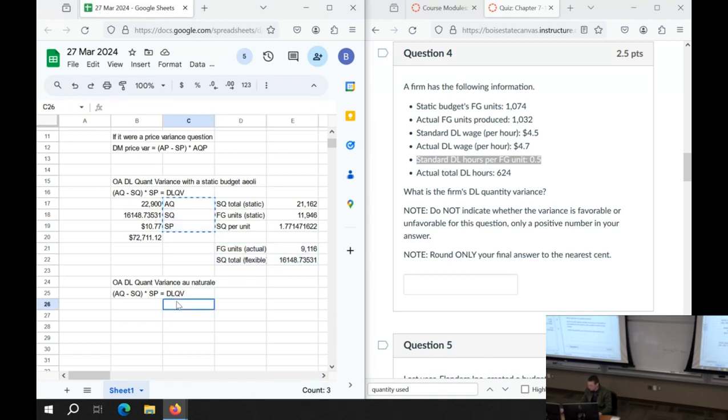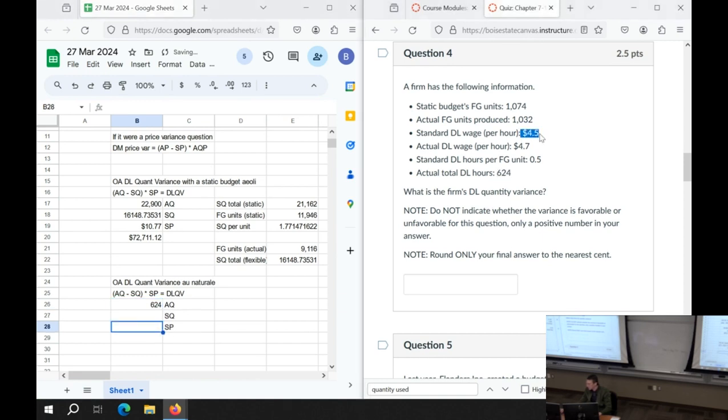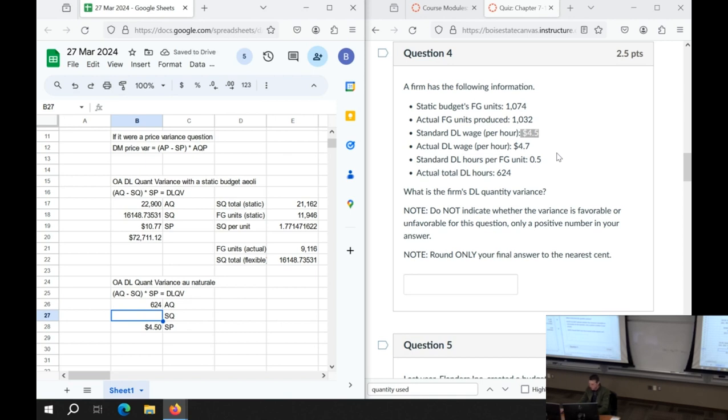So let's grab. We just need to define these three terms. Actual quantity used. Oh, looks like we got that. 624. Standard price. Looks like we got that. 4.5. And the standard quantity is going to be our 0.5, just right here, standard quantity per unit, times the actual units produced, 1032. So that should be relatively straightforward.